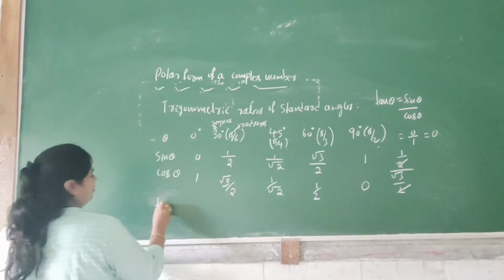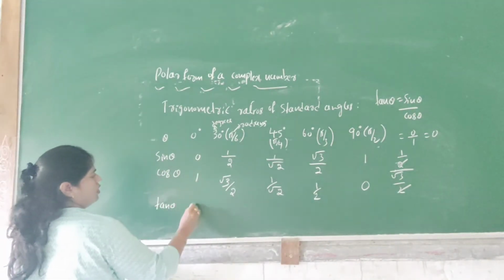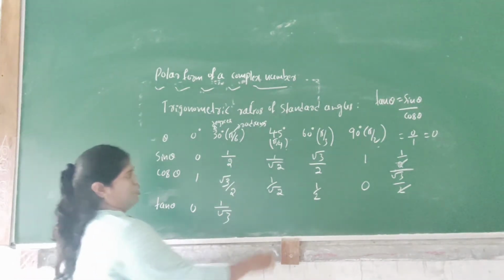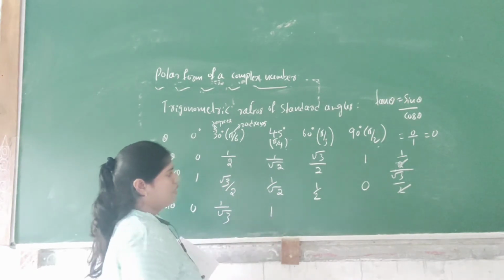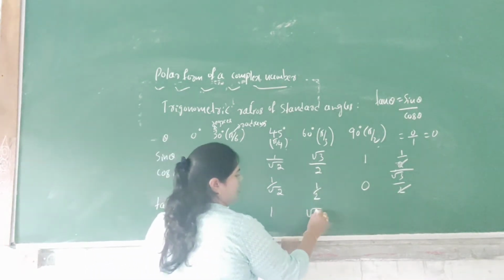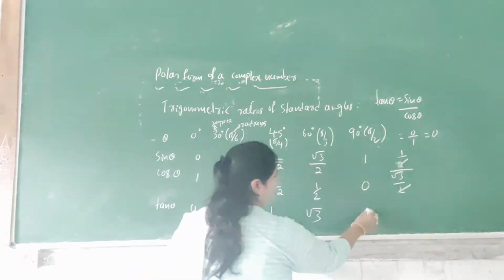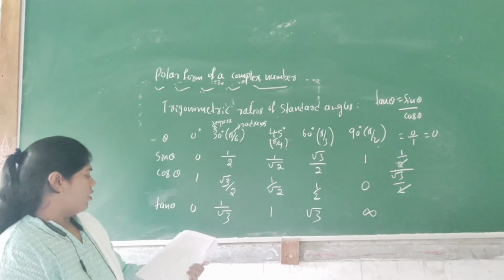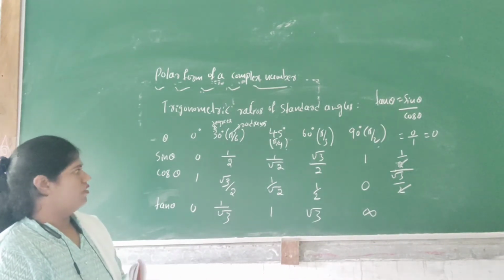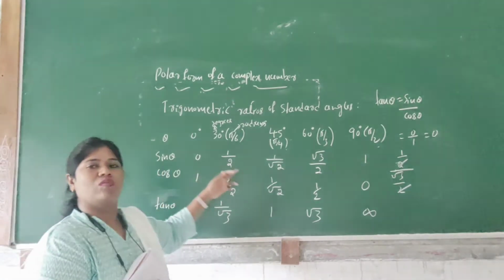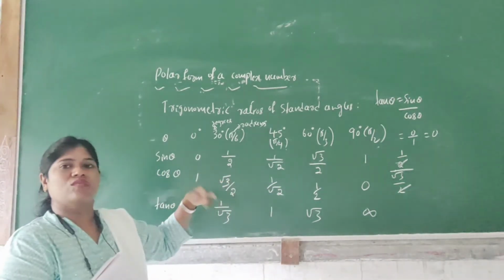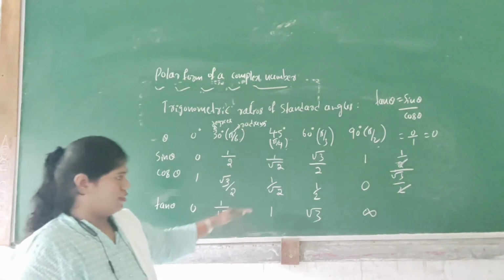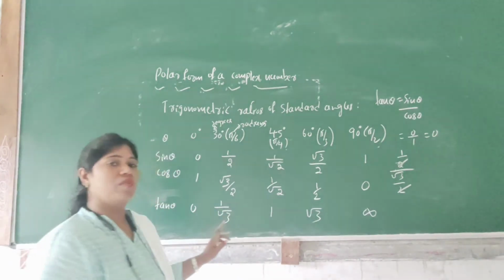So tan theta: 0, these two will cancel, 1 by root 3, everything will get cancelled, 1, the 2 will get cancelled, root 3, and 1 by 0 is infinity. Okay? So 0, 1 by root 3, 1, root 3, infinity. Sin theta is 1 by cosecant theta, cos theta is 1 by secant theta, tan theta is 1 by cot theta. For this chapter, this is enough, okay?